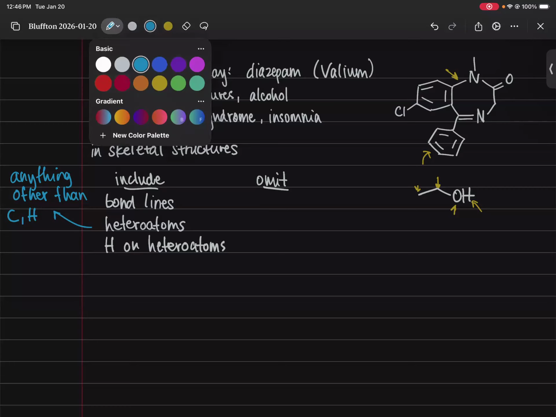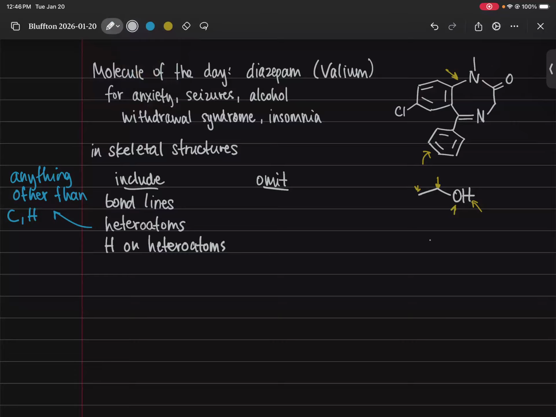Let's see. I don't like my red colors, but it's all right. So that is incorrect because we have to have a hydrogen on that oxygen to give it a full octet and its valency of 2.